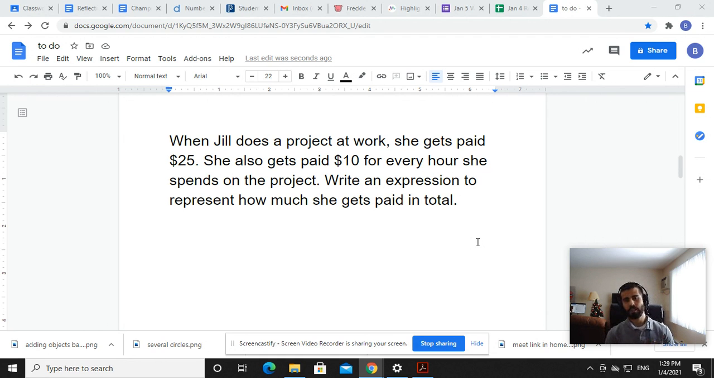When Jill does a project at work, she gets paid $25. She also gets paid $10 for every hour she spends on the project. Write an expression to represent how much she gets paid in total.